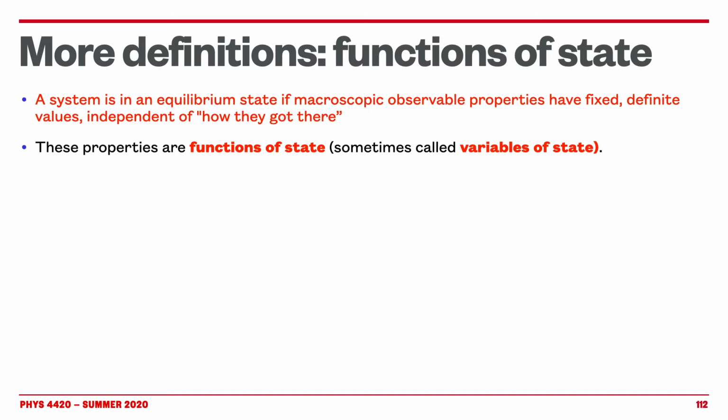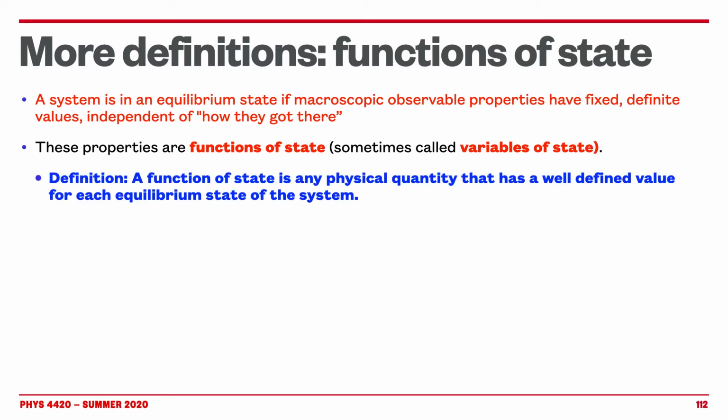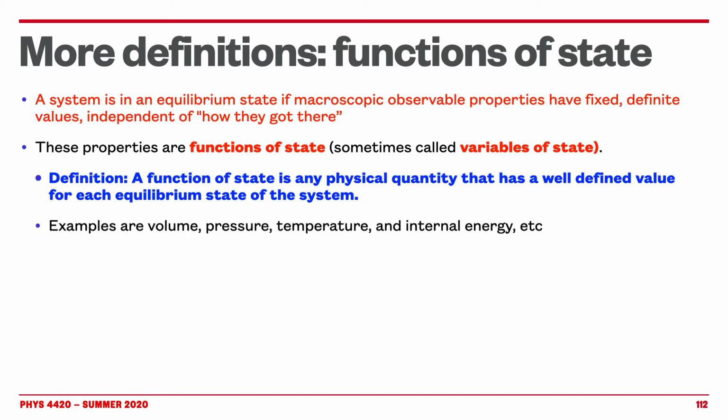It turns out that function of state is a bit more general because they are going to describe even combinations of variables of state. And this is the definition of what a function of state is. It's a quantity, a physical quantity, something that can be observed that has a well-defined value for each equilibrium state of the system. Okay, so if you have an equilibrium state of the system, it has well-defined values such as, again, as I said before, temperature, volume, or pressure, or energy.